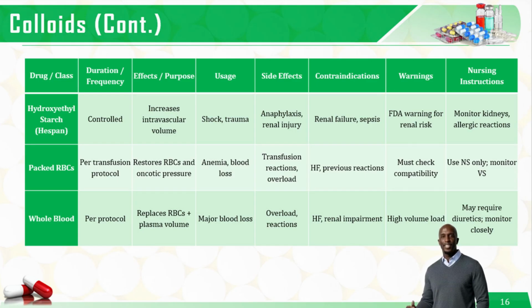Hydroxyethyl starch, or Hespan, is used in shock and trauma to increase intravascular volume. It carries risks of anaphylaxis and renal injury, especially in renal failure or sepsis.